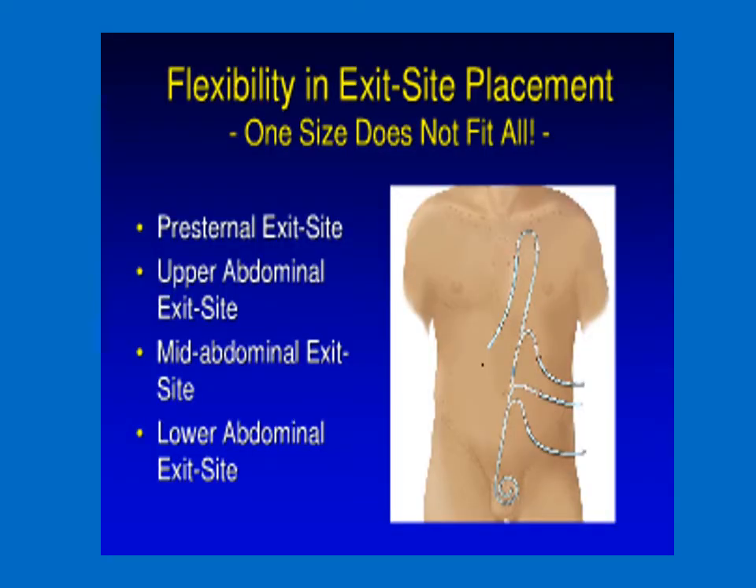One size fits all? Actually, no. By one size fits all, we mean one catheter, one exit site. So one exit site in the abdomen of the patient, just 2 to 3 centimeters below the umbilicus, as we mentioned here, this is the standard. But this doesn't fit all patients. There should be flexibility in choosing your exit site.